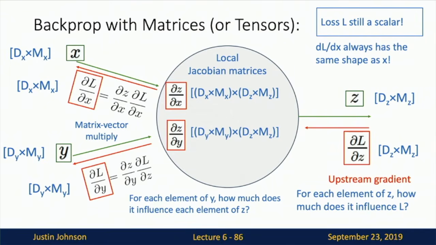Where now the local Jacobian matrix, you can imagine flattening these two groups of dimensions corresponding to the input and the output, and that would actually give us a literal matrix. You can imagine flattening the output to be a high-dimensional vector and flattening the input to be a high-dimensional vector. Then after flattening, you can literally perform a matrix vector multiply and get these downstream gradients.